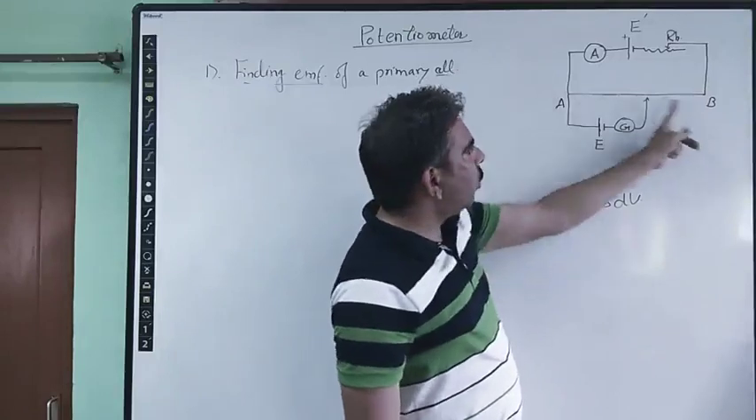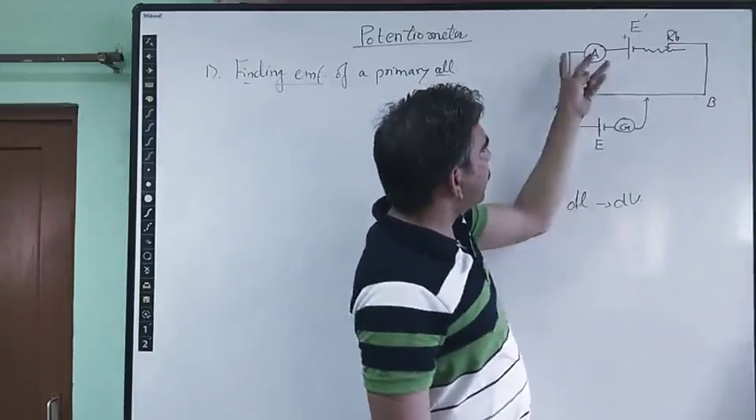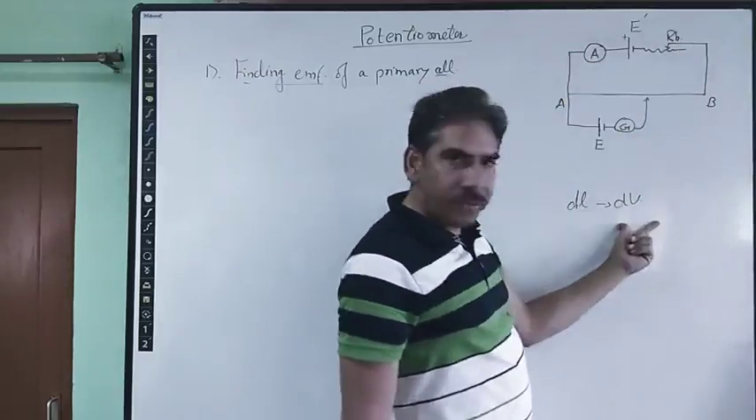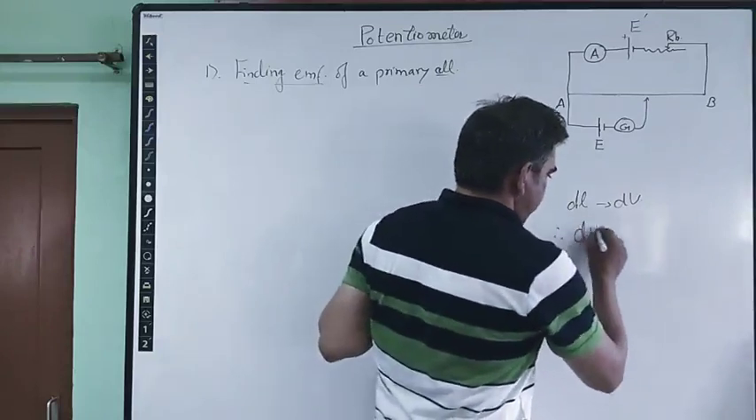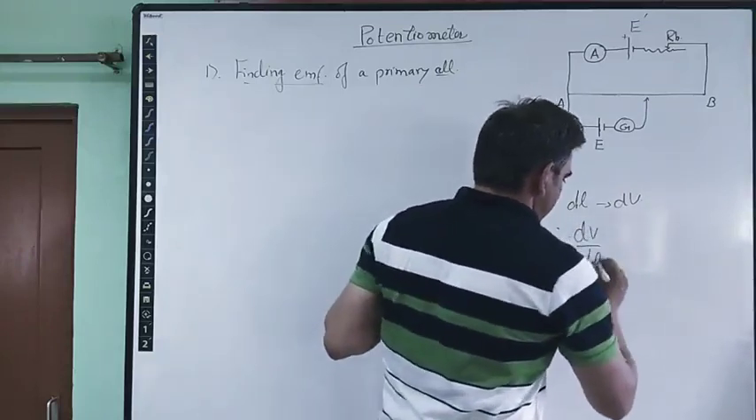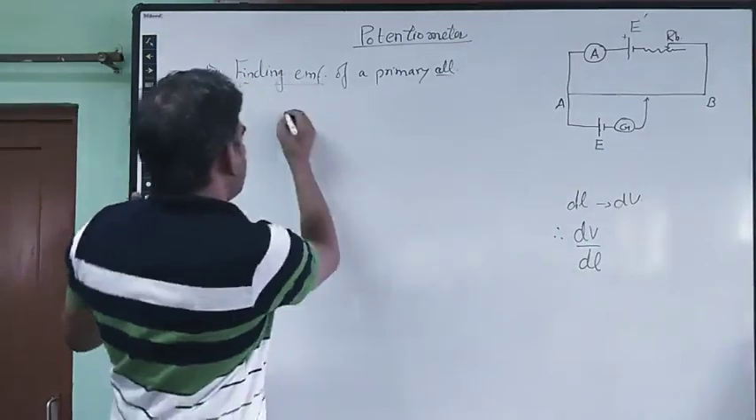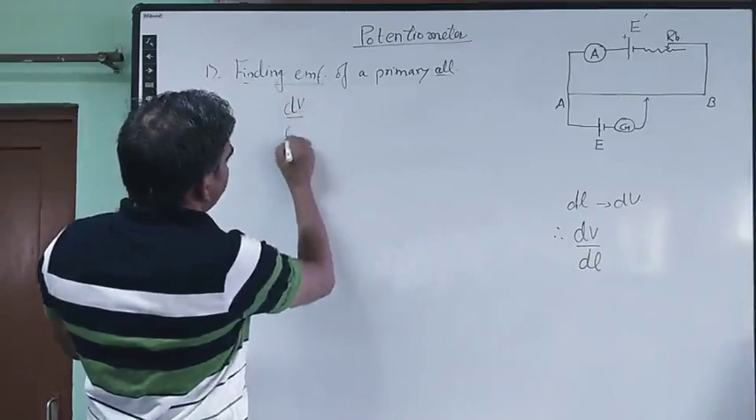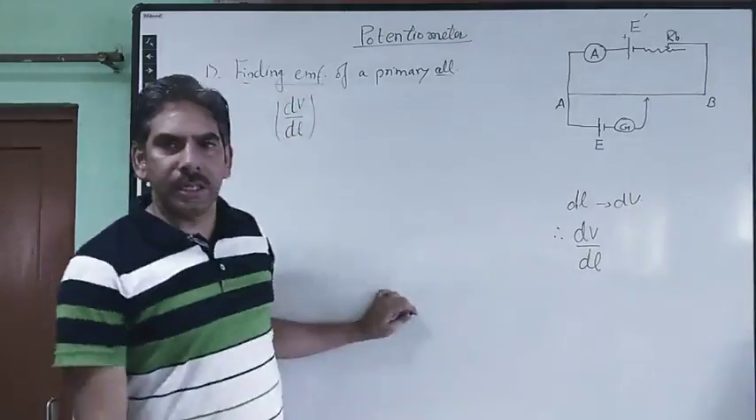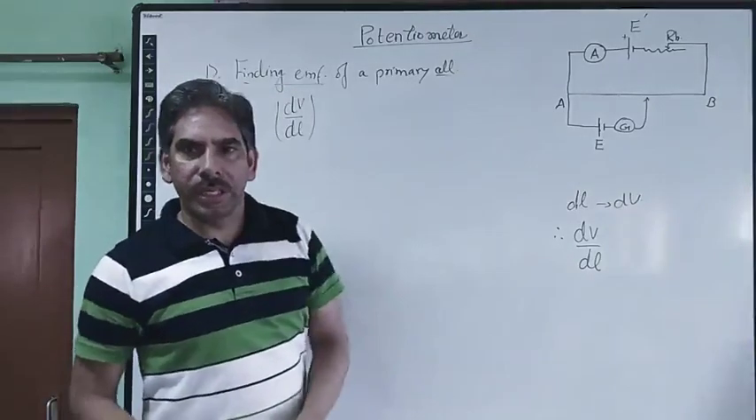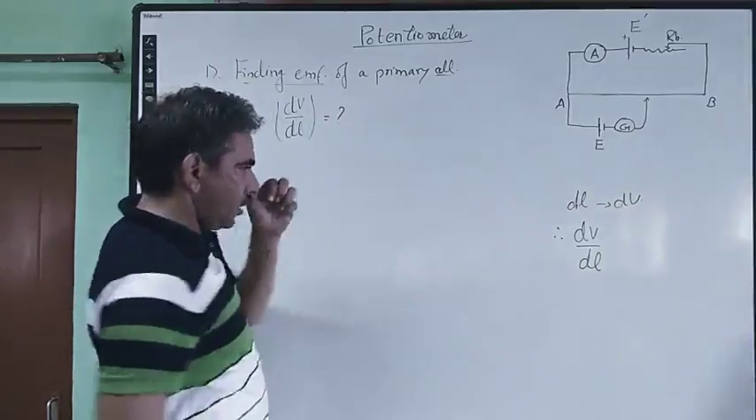So across the whole length of the potentiometer wire, which I am taking as dL, the potential difference applied is dV. From here, the potential gradient is dV upon dL. So we find this thing first. Potential gradient has nothing to do with any external component we are connecting. So this is what we find in the first hand.